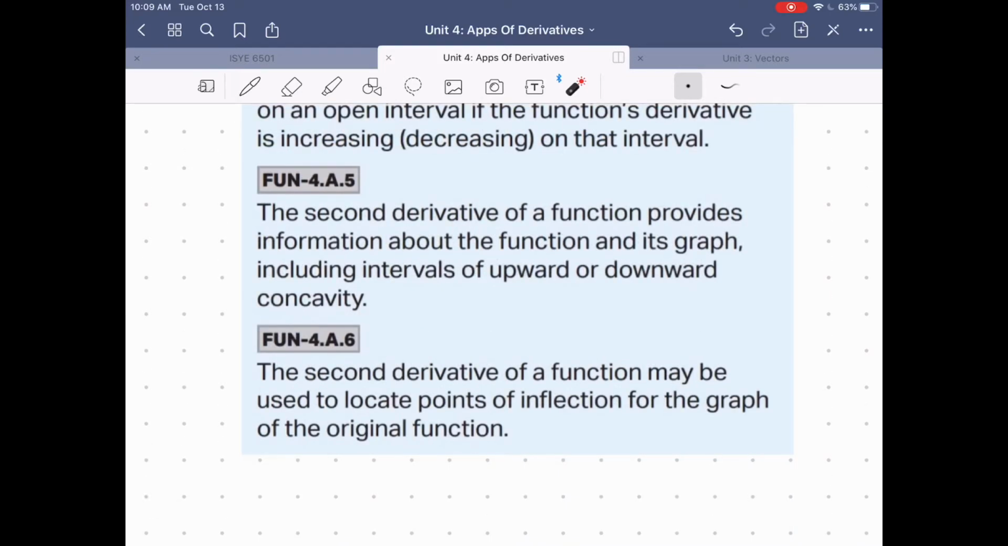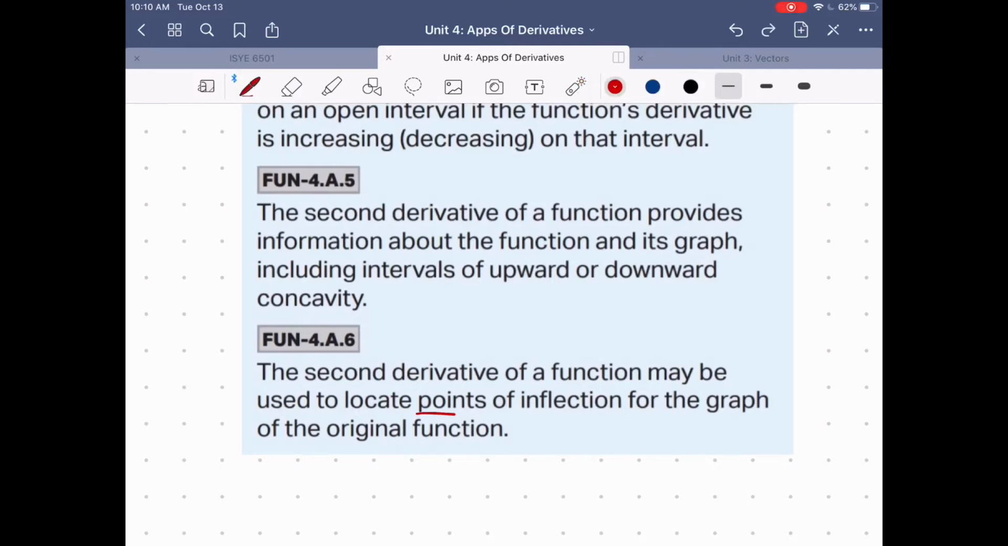The second standard is the second derivative of a function provides information about the function and its graph, including intervals of upward and downward concavity. So this is basically saying that if you want to find information about concavity, you could look directly at the second derivative. And then finally, the third standard, the second derivative of a function may be used to locate points of inflection for the graph of the original function.